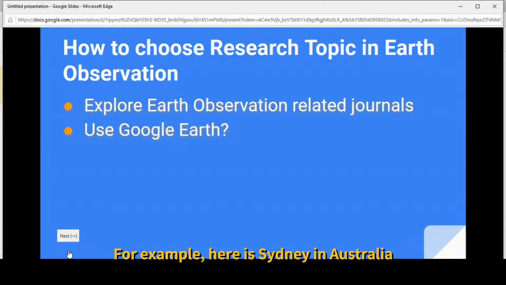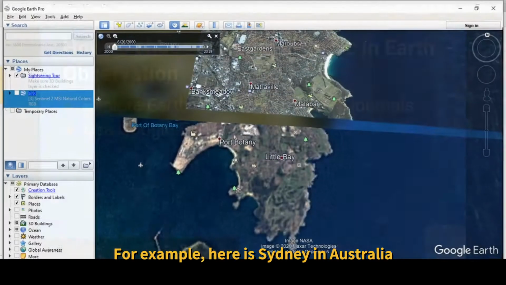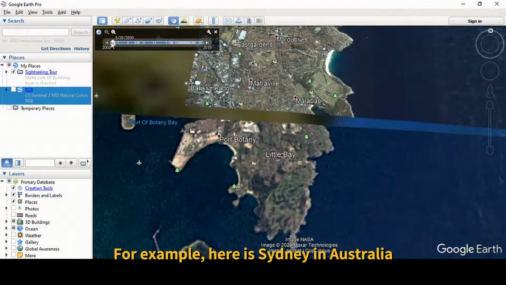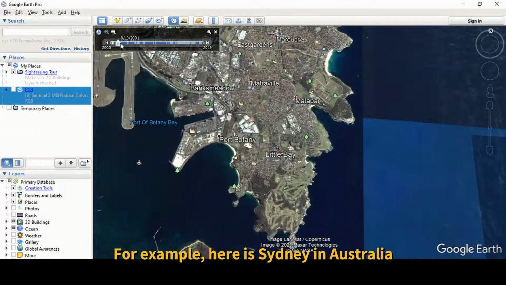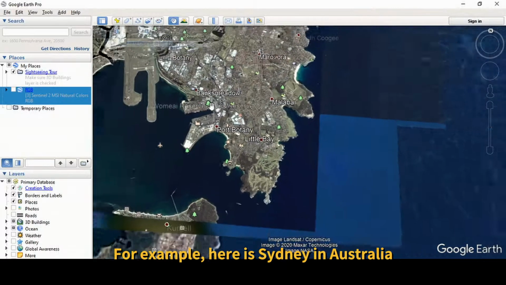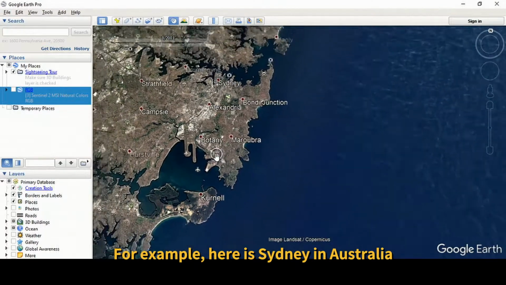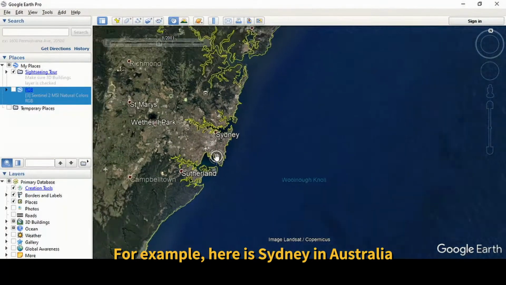So for example, here is Sydney, Australia.